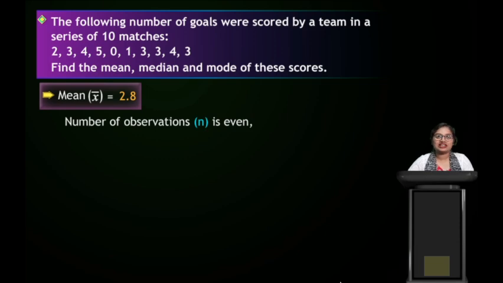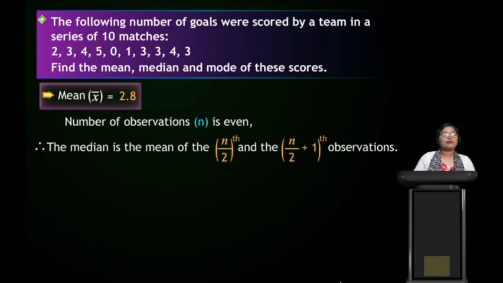Yes, you people are right. The median will be the mean of the n by 2th and n by 2 plus 1th observation, isn't it? Yes. So therefore the median is the mean of the n by 2th and n by 2 plus 1th observation. So children, let us arrange these data into an ascending order.